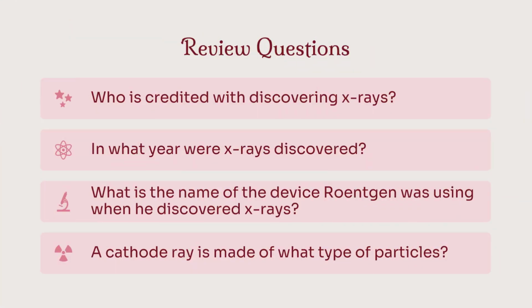All right, these are some of the review questions that'll hopefully help you drive home the important points of this lecture. We'll go through each of these one at a time with a multiple choice slide so you can see if you remember them. But who's credited with discovering X-rays? In what year were they discovered? What's the name of the device Roentgen was using when he discovered? I guess I just answered that one, didn't I? And a cathode ray is made of what type of particles?